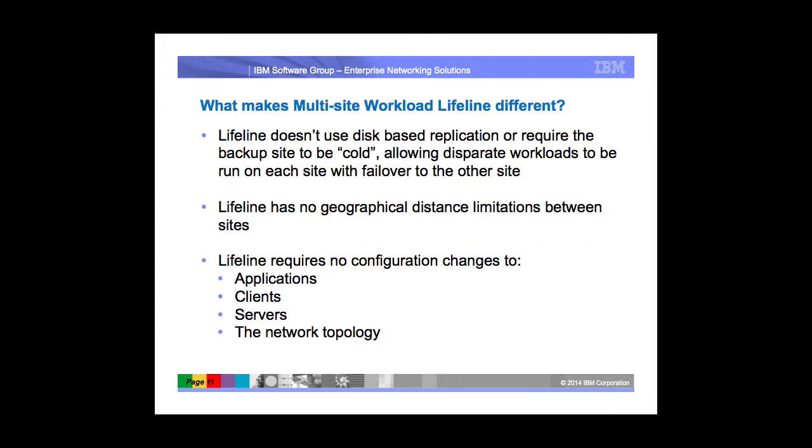Like I said, on slide 11, no disk-based replication, no geographic distance limitations. Sometimes people are funny about this one. I don't mean Mars, but on planet Earth, there's no distance limitation, and it's relatively low impact from an implementation perspective. No configuration changes to applications, clients, servers, or the network topology.